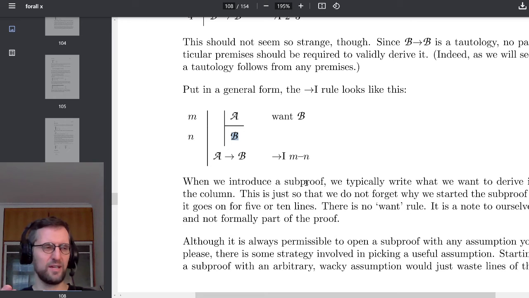So we have A, and if A, then B. So then we are allowed to conclude if A, then B. I don't understand that. I need more examples for this here.